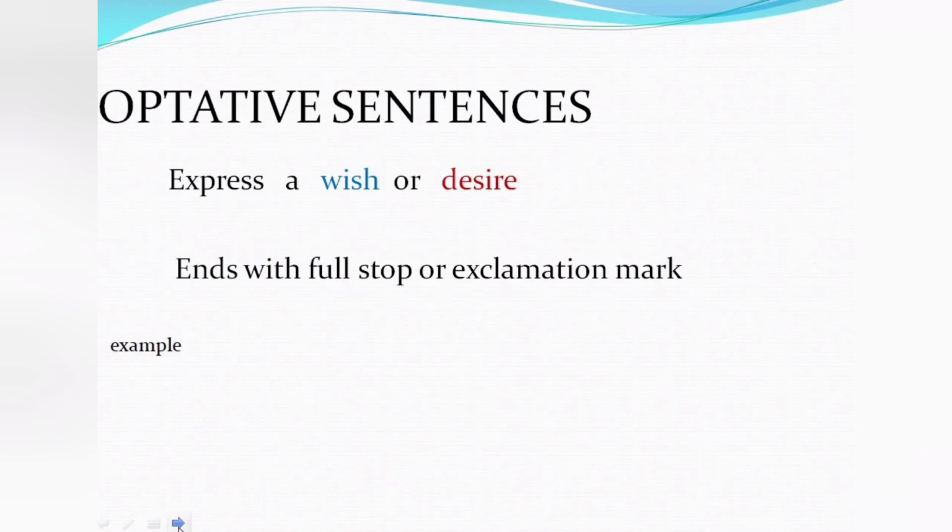For example, wish you a happy married life, wish you a happy journey, may God bless all. This way it comes under the optative sentences. For example, wish you a happy journey. So these are the types of sentences.